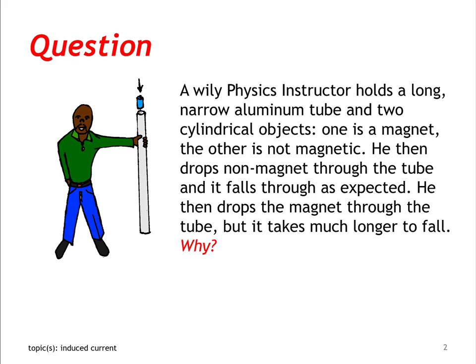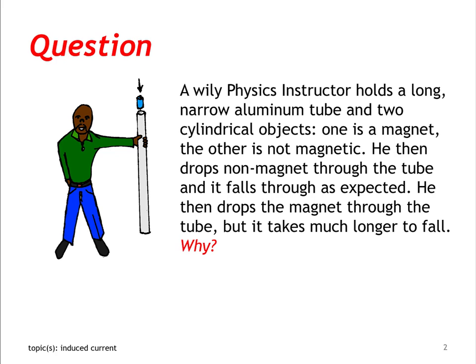So we'll say that there is some wily physics instructor who holds a long, narrow aluminum tube and two cylindrical objects. One is a magnet and the other is not magnetic. He then drops the non-magnet through the tube and it falls through as expected. He then drops the magnet through the tube, but it takes much longer to fall than the non-magnet. Why?